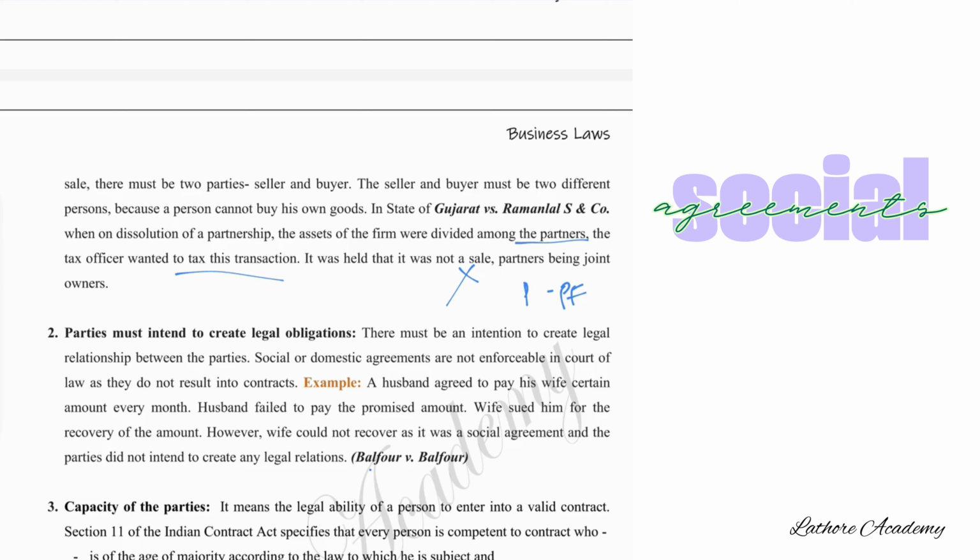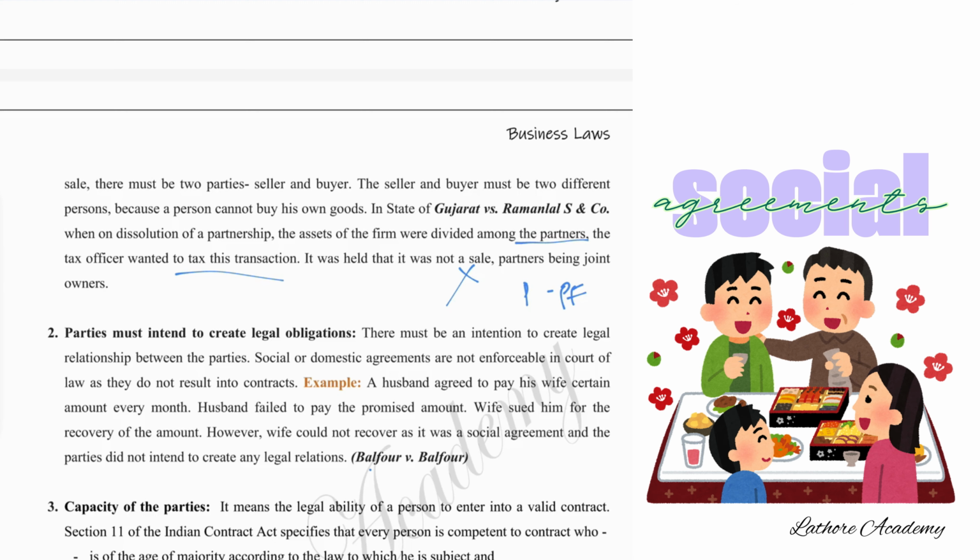For example, if your friend or your relative invites you for dinner or lunch, they are calling it for the sake of social aspect and not from the contractual obligation. So from that point of view, if the agreement is not creating the legal obligation, then such agreements cannot be considered as contract and they are only the social agreements. They are not enforceable under the law.